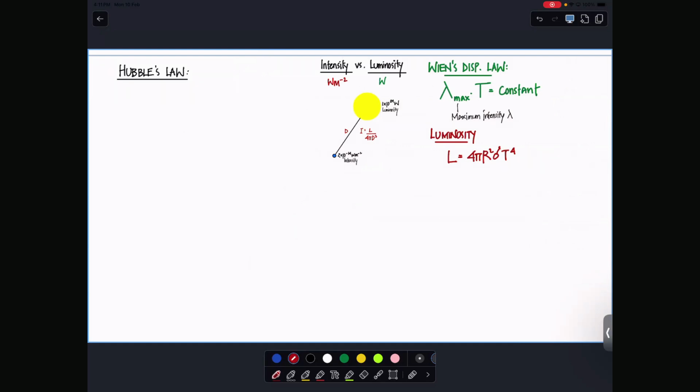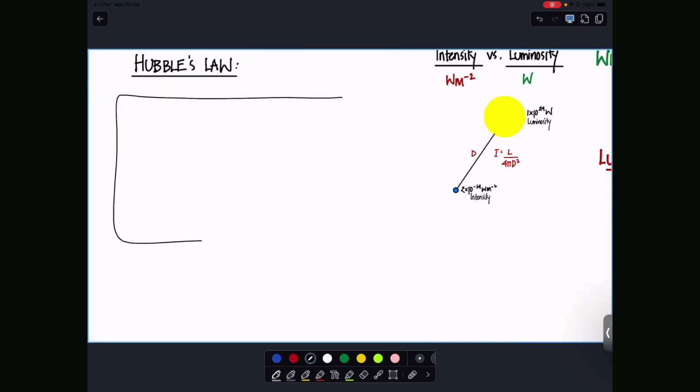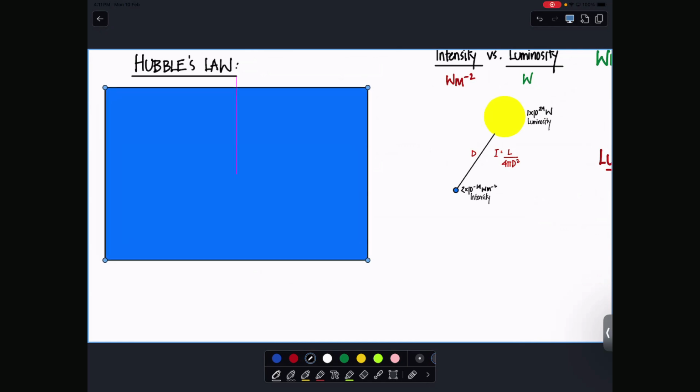Okay, so আজকে start করি Hubble's law. Very basic একটা topic, and এটা নিয়ে বেশি question আসতে পারেও না because it's very straightforward. So we have to go back to the origin a little bit.